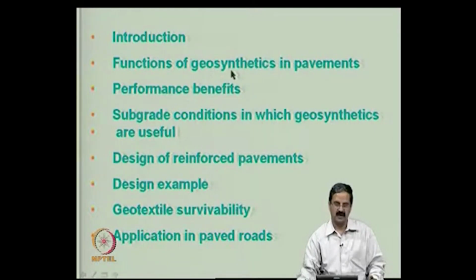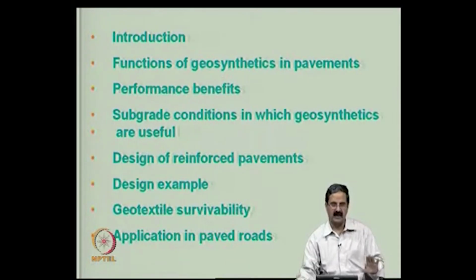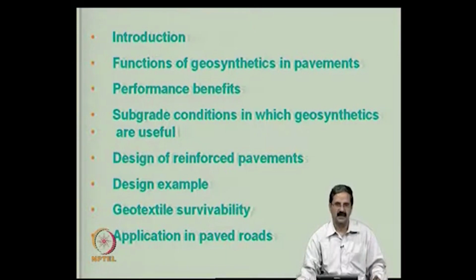Actually, there are two types of roads: unpaved road and paved road. Essentially, unpaved road means there is no treatment to it, and the soil is very poor, but you try to make up by making some sort of crust over it, with a thickness that you get based on the CBR value.